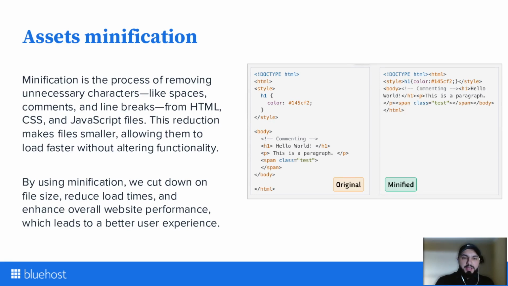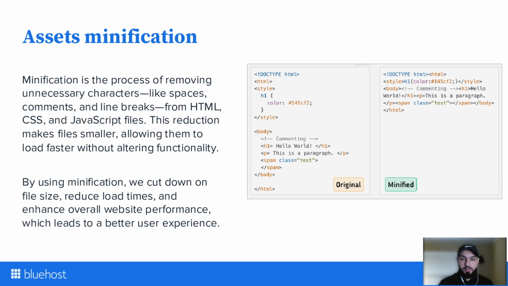So asset minification. Minification is the process of removing unnecessary characters like spaces, comments, and line breaks from HTML, CSS, and JavaScript files. This reduction makes the files smaller, allowing them to load faster without altering the functionality of the content. So by using minification, we cut down on file size, reduce load time, and enhance overall website performance, which leads to a better user experience.